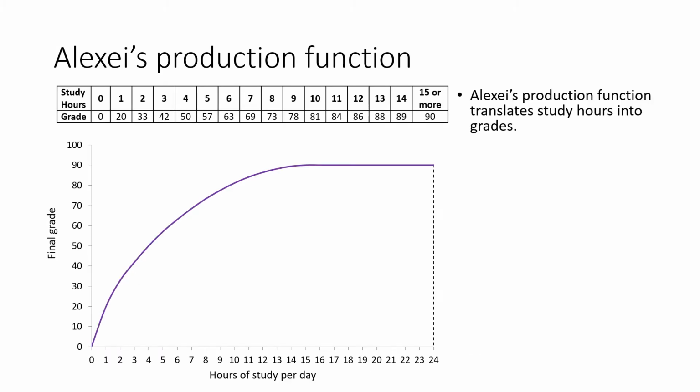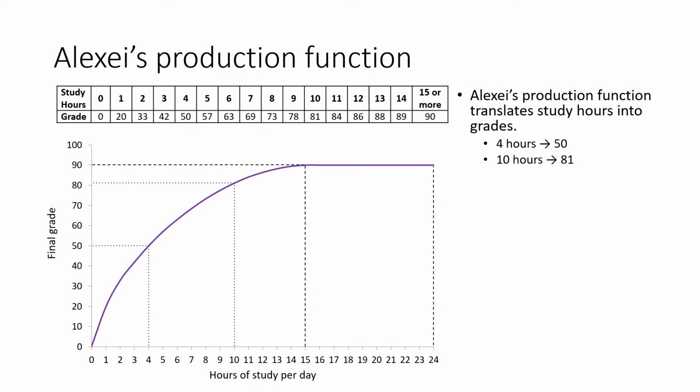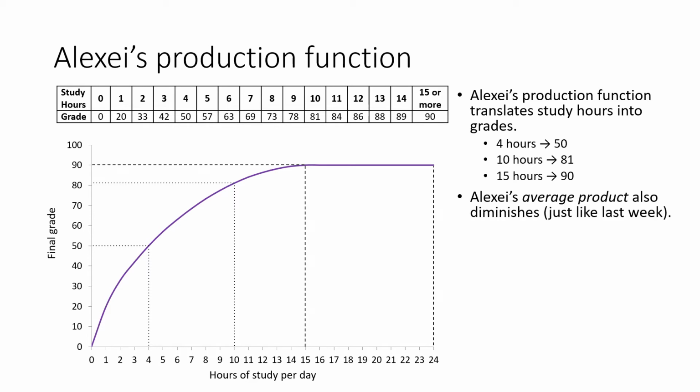Alexei's production function translates the number of hours per day spent studying, his input of labor, into a percentage grade, his output. Studying for 4 hours translates into 50 percentage points for Alexei, while studying for 10 hours translates into 81 percentage points. If Alexei increases his studying to 15 hours, he's able to achieve 90 percentage points. Alexei's average product also diminishes, just like we saw last week.